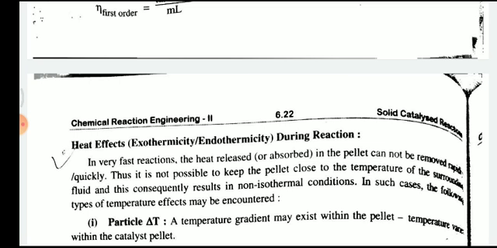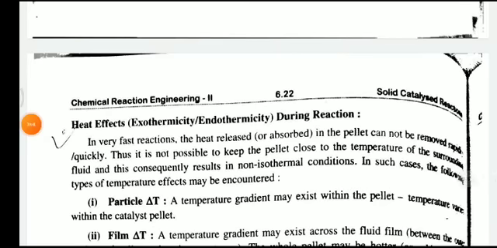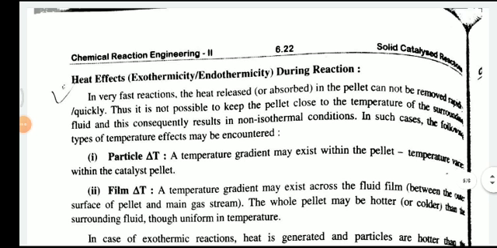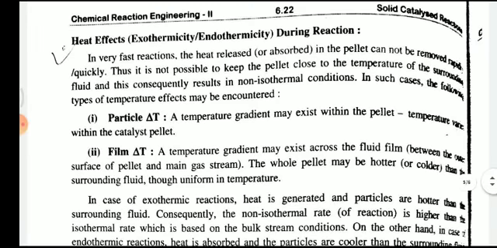In very fast reactions, the heat is released or absorbed. In the pellet it cannot be removed rapidly or quickly. So it is not possible to keep the pellet close to the temperature of the surrounding fluid, and this consequently results in a non-isothermal condition, such that the following types of temperature effects may be encountered.